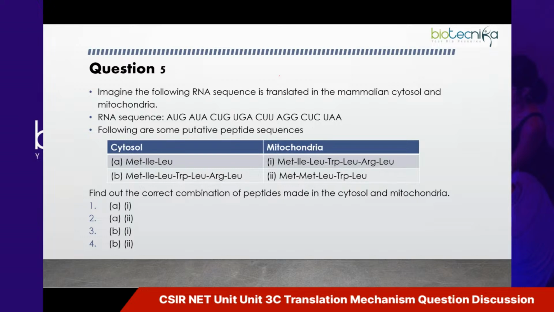Next question. Imagine an RNA sequence is translated in the mammalian cytosol and mitochondria. The RNA sequence is given. Following are some putative, meaning possible, peptide sequences. If this same RNA sequence is synthesized in cytosol, these are the two combinations possible, and if in mitochondria, these are the two. Find the correct combination of peptides made in the cytosol and mitochondria.